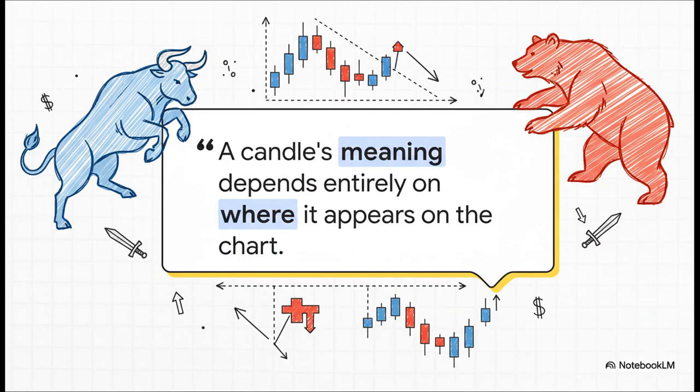Context is everything. A pattern that looks bullish means absolutely nothing if it shows up at the top of a long uptrend. In fact, it might even be a bearish signal. A pattern in the wrong place is basically a useless signal.